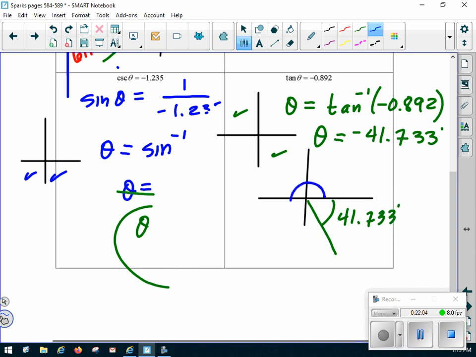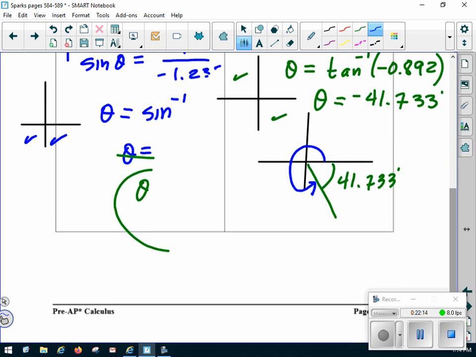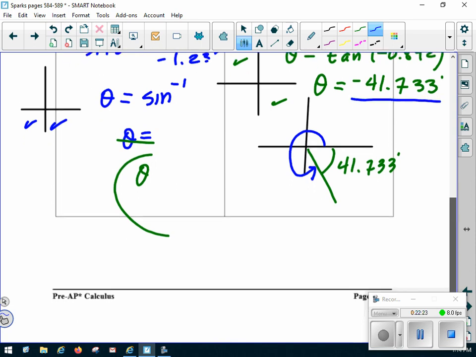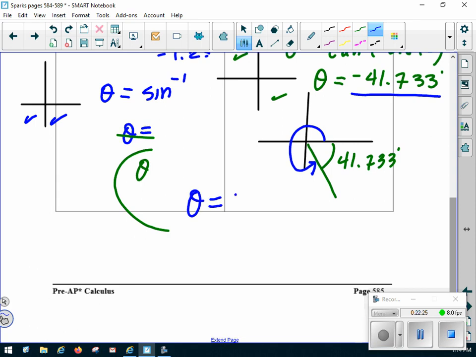So I'm just looking for this angle right here. How'd you get it? Added 360 to negative 41. There you go. So you can do 360 minus 41.733, or if you've just got this negative, then just add 360 to that. So one of your angles, what'd you say, 318.267? Thank you. So there's one of your answers.